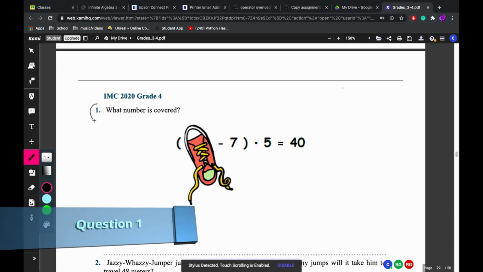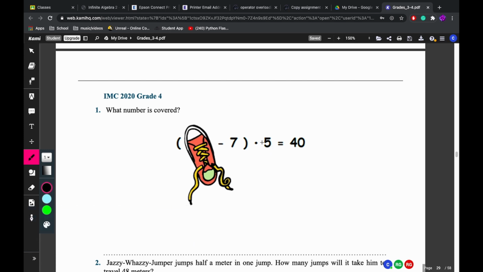Moving on to question number 1. What number is covered? In this equation there's times 5, so if we send times 5 to the side, the equation will become x, which is our number hidden by the shoe, minus 7 equals 8. Since this 7 is negative, when we take it to this side, it'll become positive. And then 8 plus 7 equals 15. So x would be 15. So the answer for number 1 would be 15.